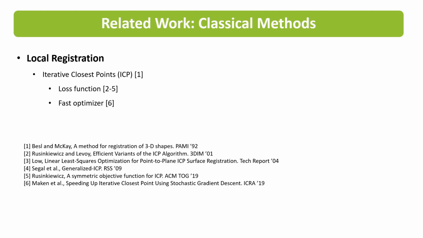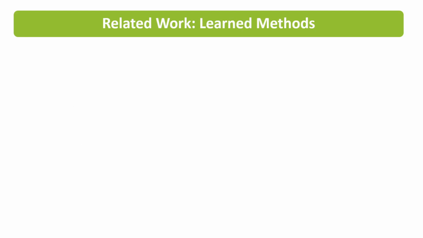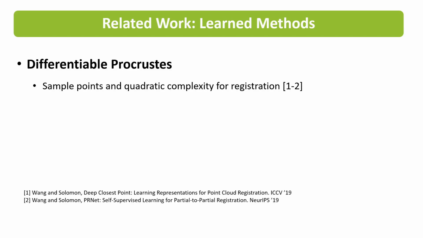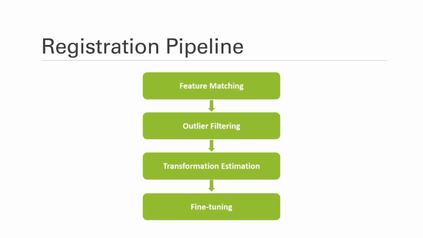The first family of works finds local correspondences and optimizes pose. Others use branch and bound or random sampling for a globally optimal solution. Recently, learned models have been proposed for 3D registration. Wang and Solomon proposed a 3D registration network with Procrustes, which requires quadratic complexity. Aoki et al. used global features for iterative pose optimization, but this results in coarse spatial resolution.